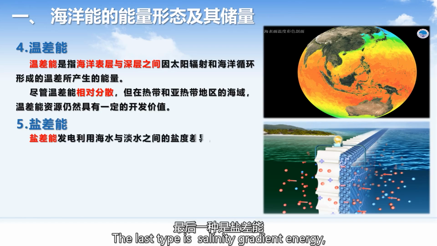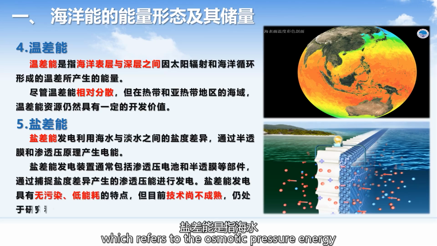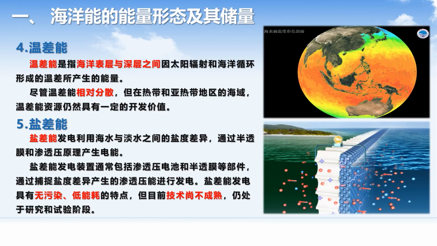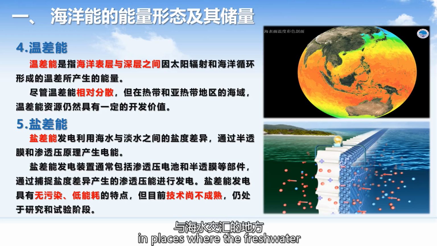The last type is salinity gradient energy, which refers to the osmotic pressure energy generated between seawater and fresh water due to salinity differences. Although this energy form is relatively small, salinity gradient energy still has a certain development potential in places where fresh water and seawater intersect, such as estuaries and lakes.